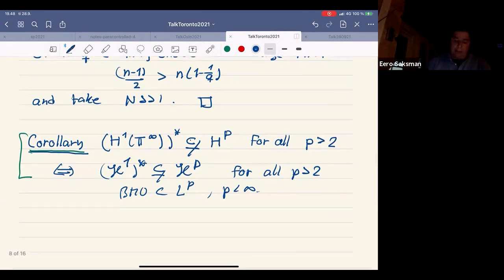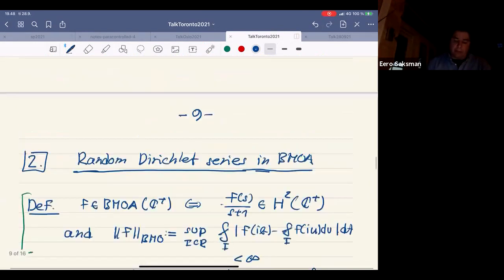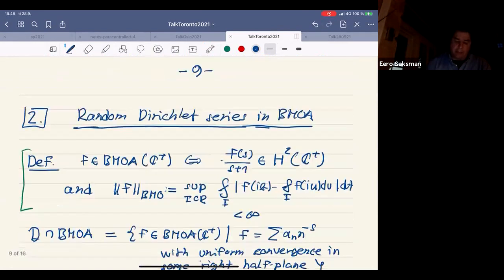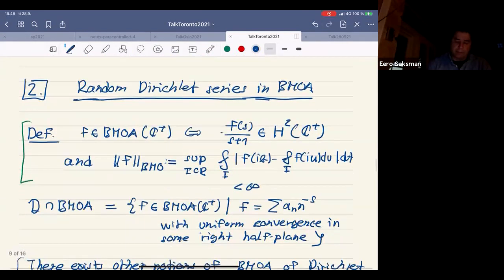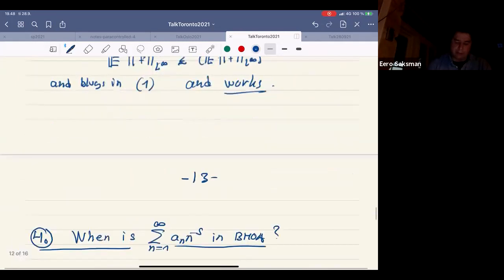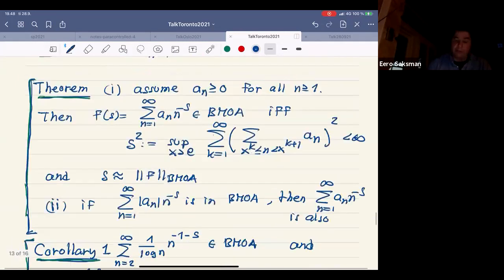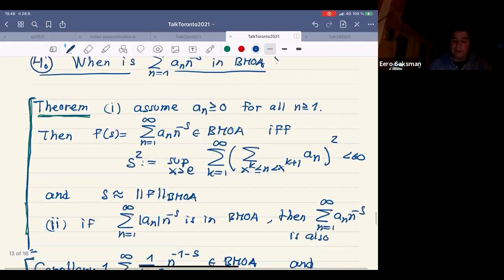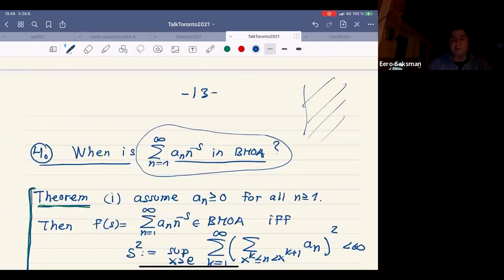And I was prepared to tell you a little bit about random Dirichlet series and BMOA, or then as a second topic, I could have told you alternately a little bit about when a Dirichlet series lies in a BMO space in the right half plane. But I thought I would have time for one of these topics, but if you're interested, you can take a look at our papers. So I think that I will simply stop here and thank you for your attention.